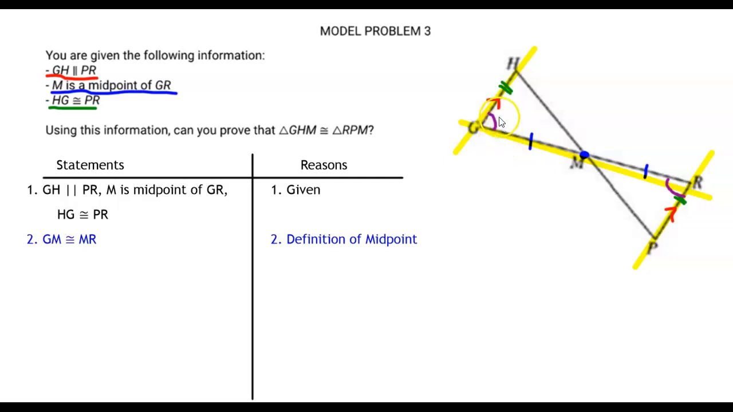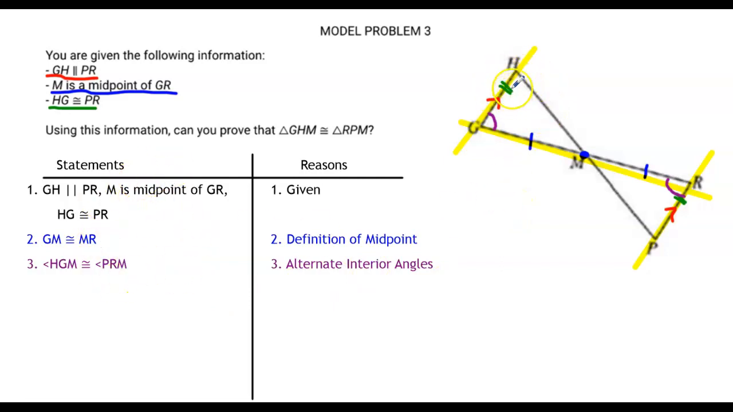Next, what I need to do is identify the fact that this purple angle HGM and this purple angle MRP are congruent, and I know that they're congruent because, as I said before, of alternate interior angles. That's my next statement. Now, at the end of the problem, just to make sure I've got everything set up correctly, I'll go through the problem and make sure everything is in the proof.